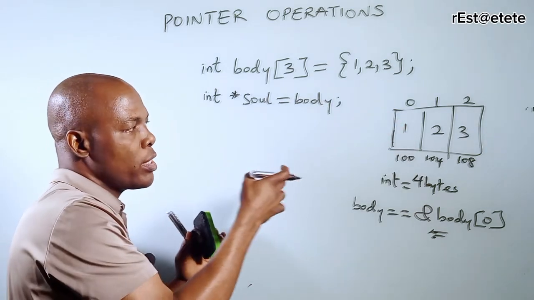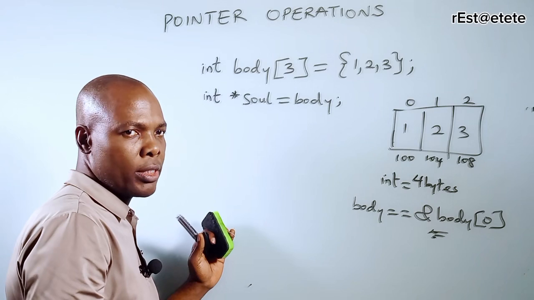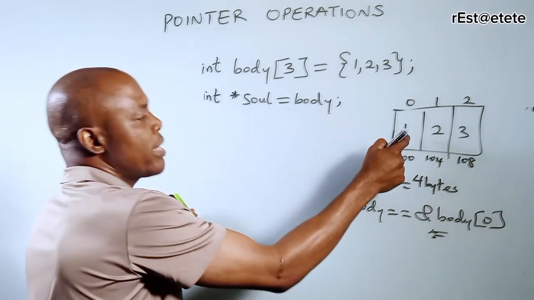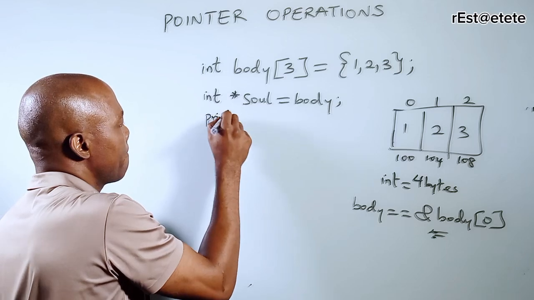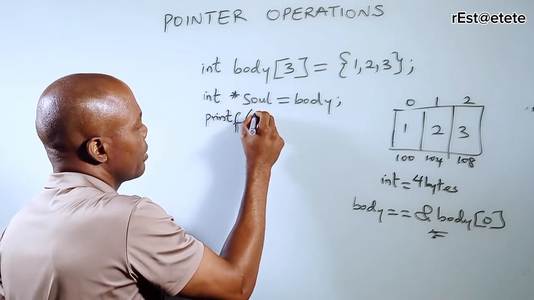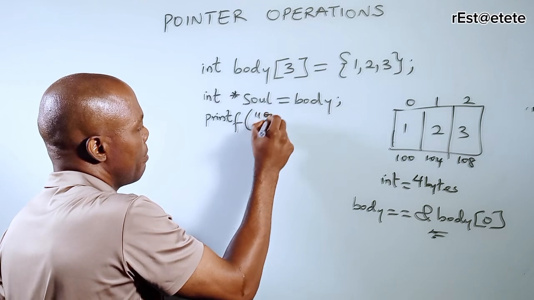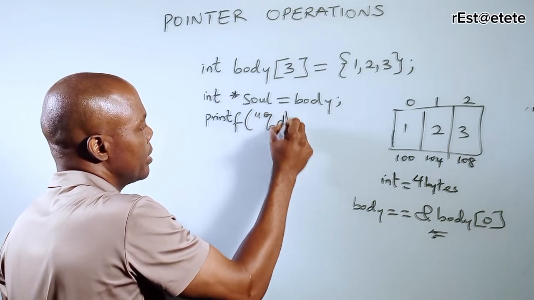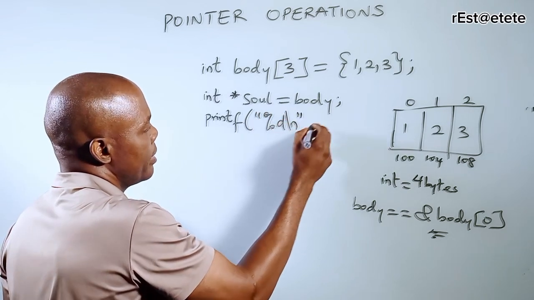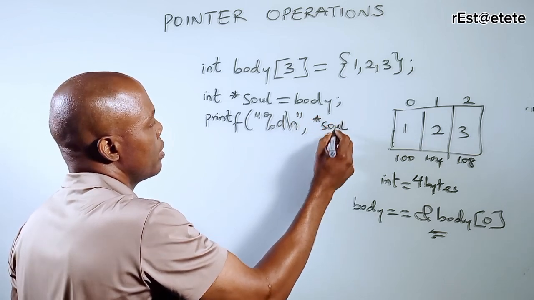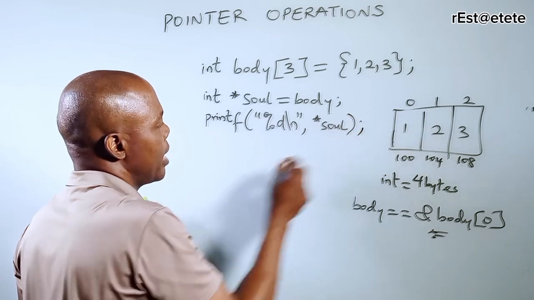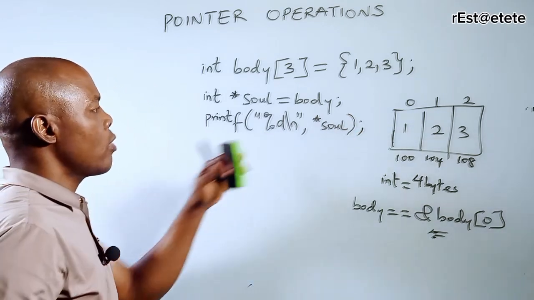Then I can now use pointer arithmetic to print. So if I want to print out this, first and foremost, I will say printf, %d \n. Then I will say asterisk sol, right? And then I will close this. So this one will print out 1.